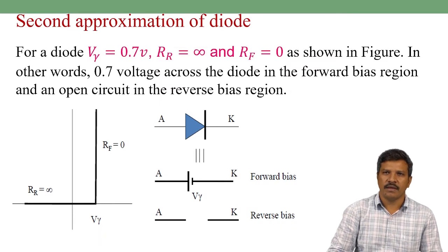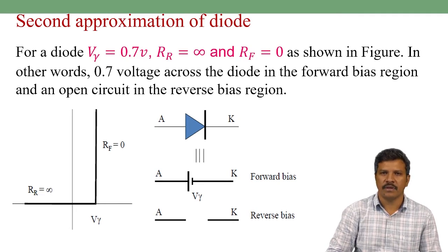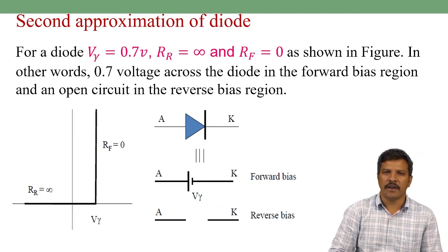Coming to the second approximation, in this approximation we just consider the barrier voltage. In this case, the approximated values for a diode are: barrier potential V is equal to 0.7, reverse resistance is equal to infinite, and forward resistance is equal to 0.